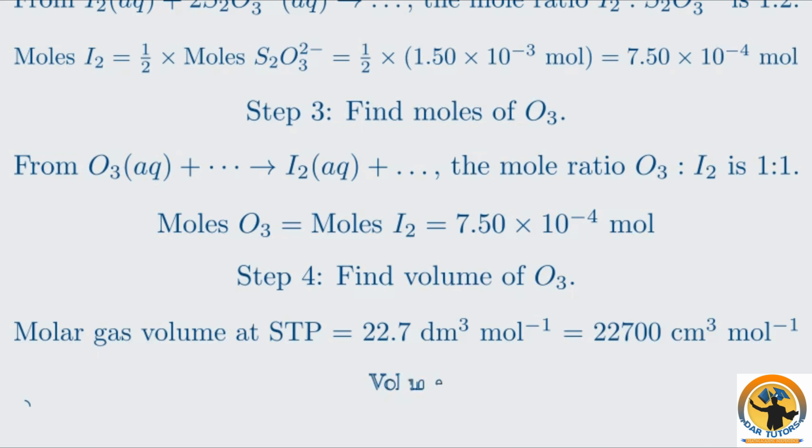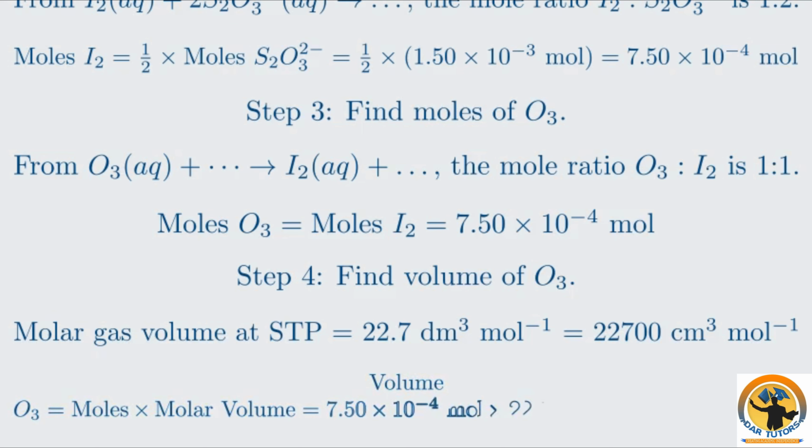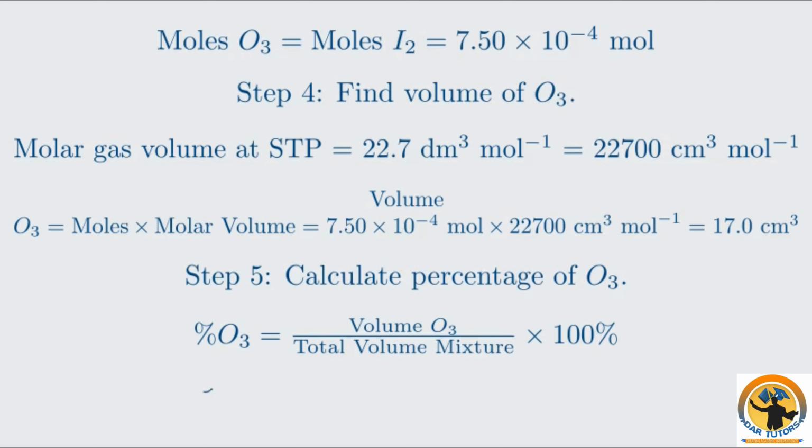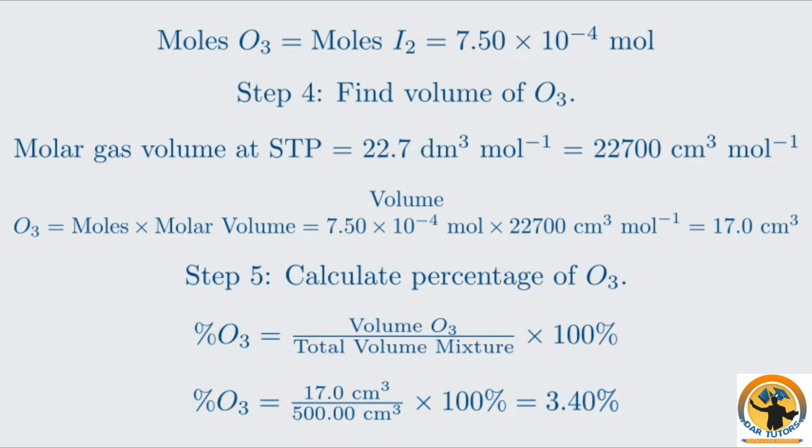At STP, the molar volume is 22.7 dm3 per mole. So the volume of O3 is 7.50 times 10 to the power of minus 4 moles times 22.7 dm3 per mole, which is 0.0170 dm3. Converting to cm3 gives 17.0 cm3. Finally, we calculate the percentage of ozone. It's the volume of ozone, 17.0 cm3, divided by the total volume of the mixture, 500 cm3, multiplied by 100%. This gives us 3.40% ozone by volume.